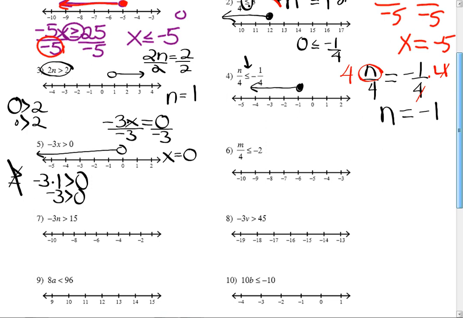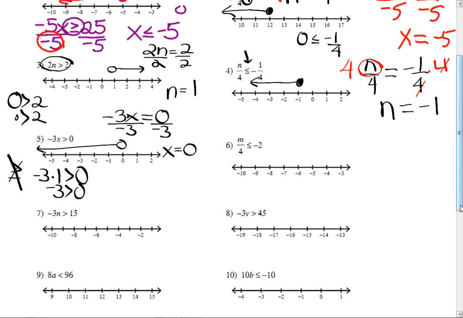That's all you do. Let's do the fraction one. Let's do 6 and 7, and then I'll let you guys work. Let you try it on your own. Okay? 6. Some number divided by 4, we're going to make it equal to negative 2. We're going to find the dividing point, Gabe.